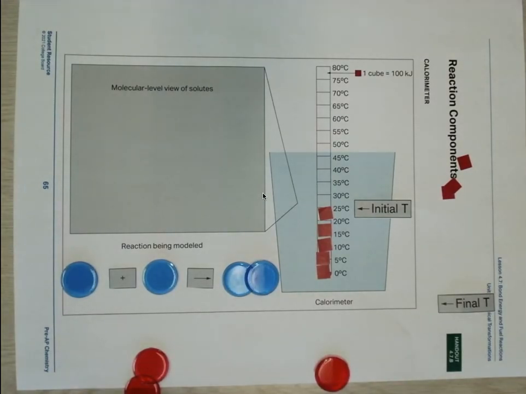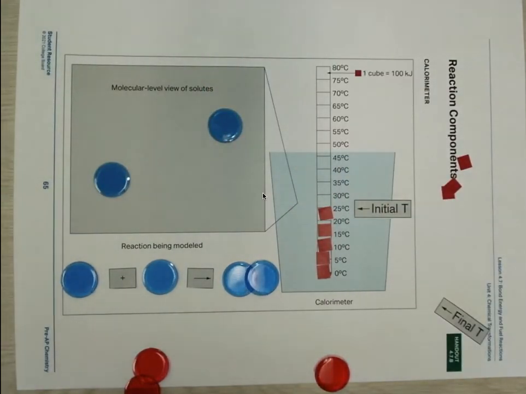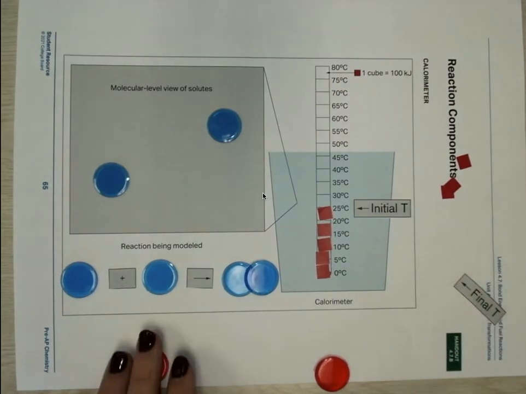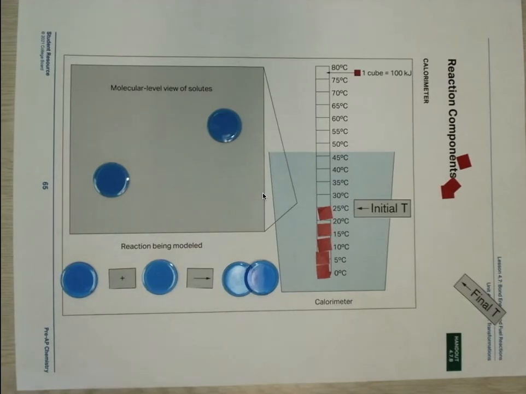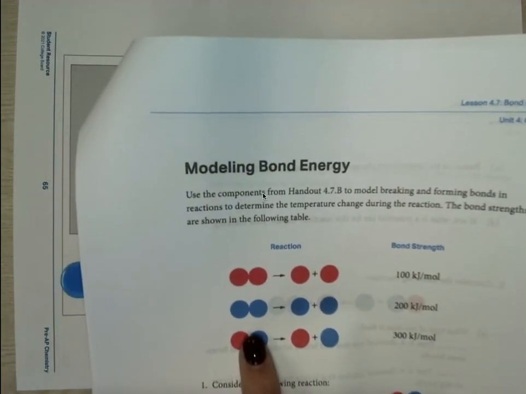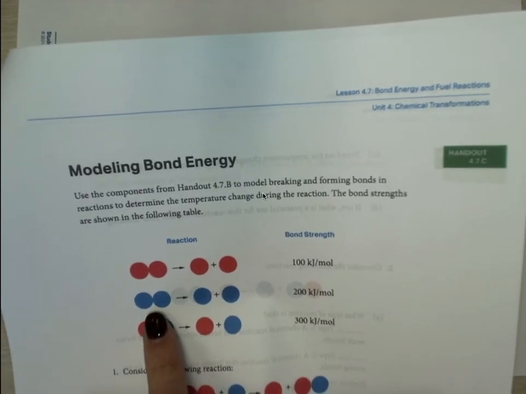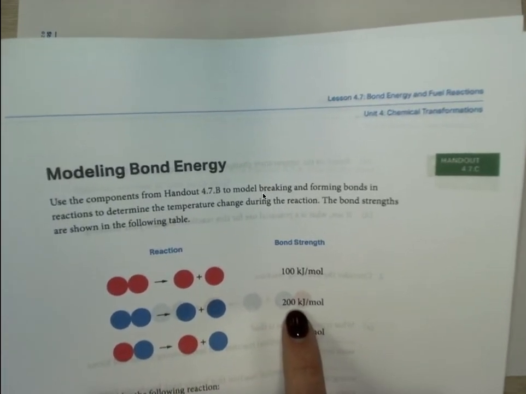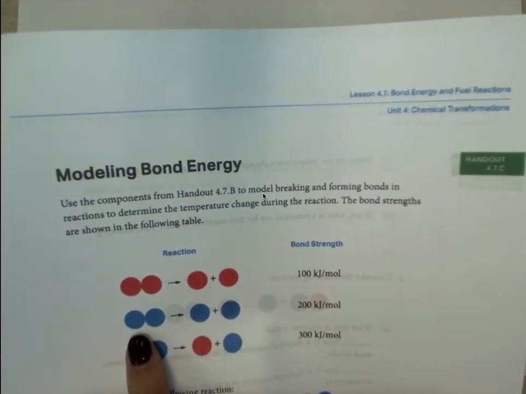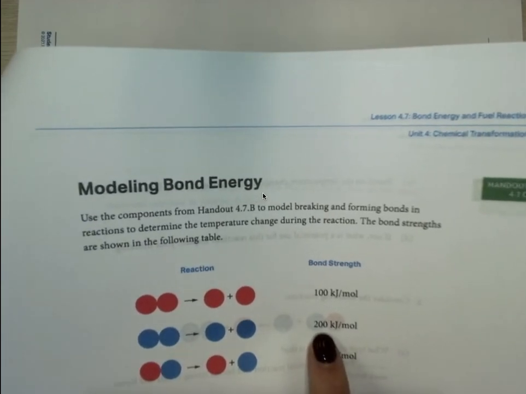So in my molecular view, I'm going to use my two blues. When we start off, they're going to be separate, just like our magnets were separate. So here, this is where I'm starting, right? But when I look at my blue, my handout 4.7 says that it costs 200 kilojoules to break that bond because it's a stronger bond, okay? So when I break this bond, it's going to cost 200.